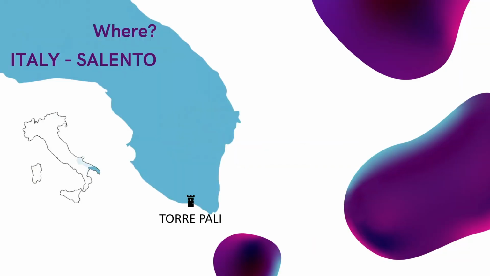First, we are in Italy, more specifically in the southern region of Puglia, Salento. The architecture under consideration is a 16th century coastal tower named Torre Pali.